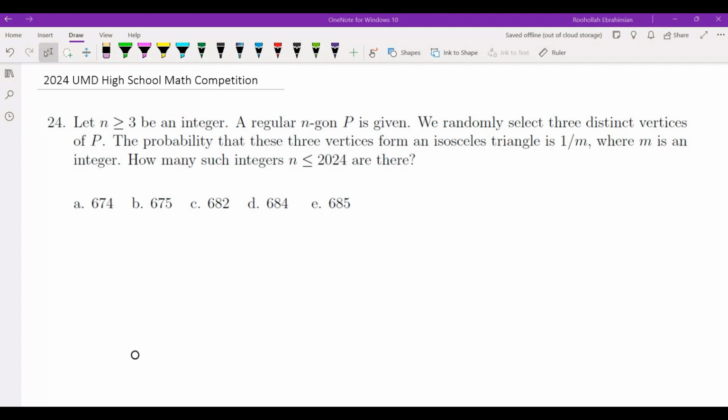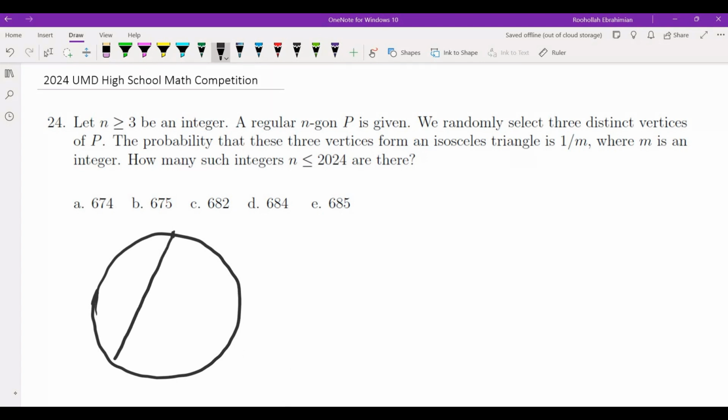Well, okay, so since this is a regular n-gon, we can think about the regular n-gon as the vertices on a circle. Now we are selecting 2 of the vertices to be the base vertices and 1 vertex to be the vertex of the isosceles triangle. So we can select A first, and then we can select the other 2 vertices. We have n minus 1 vertices left, and then we can choose B from half of the circle and C from the reflection of the point B.